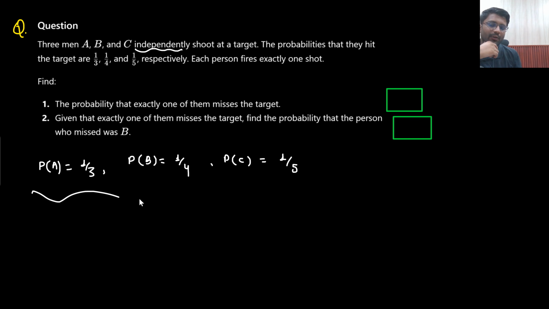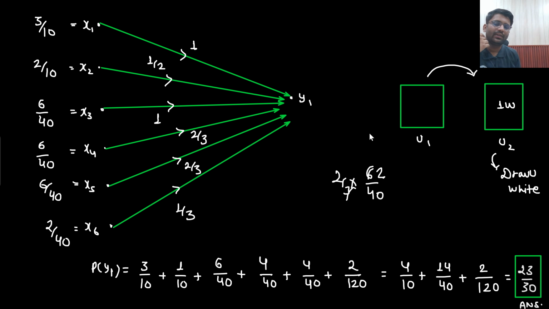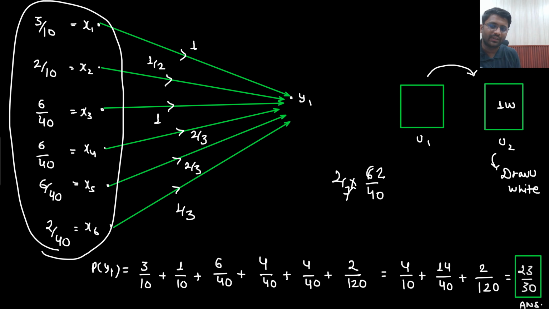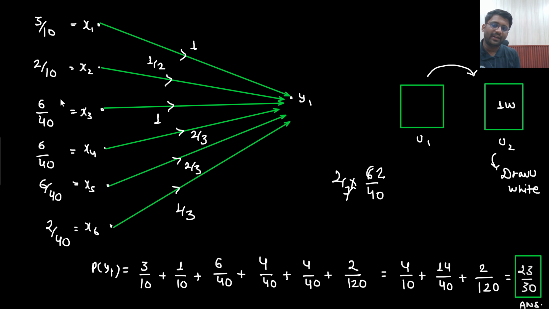First of all, let me know: is P(A) + P(B) + P(C) equal to 1 or not? No. That means it is not based on total probability, or on this particular scenario, like the questions we have solved. In all those questions, you would notice that the addition of all of them is 1: 3 by 10 plus 2 by 10 plus 6 by 40 plus 6 by 40 plus 6 by 40 plus 2 by 40. You do it, you will get 1 only.